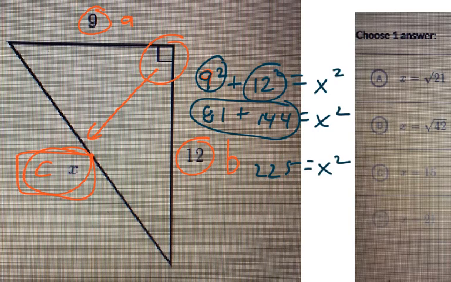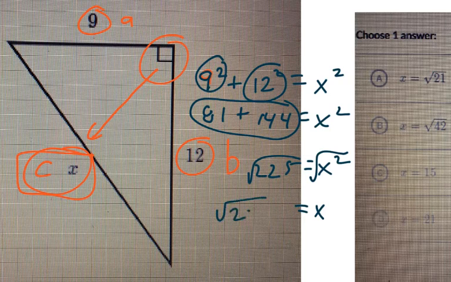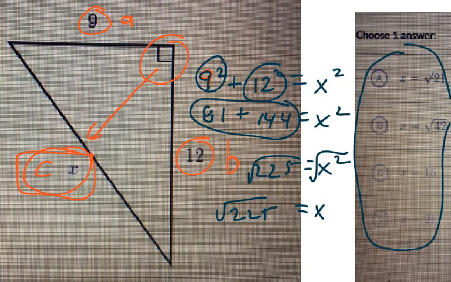So to find C or X, I'm going to do the square root. So X is the square root of 225. Now notice, guys, the answer's not over here. Why? Because what is the square root of 225? Put it in your calculator. The square root of 225 is 15.